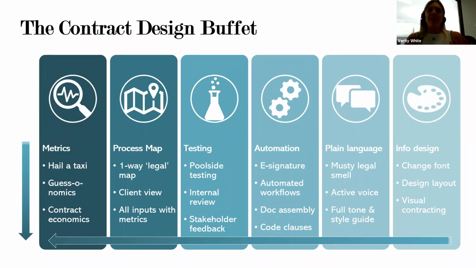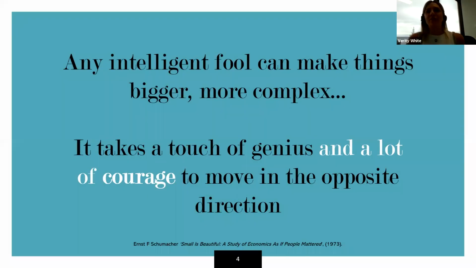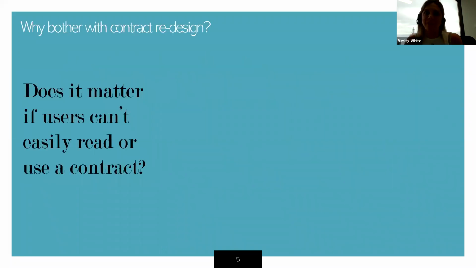So one of the things that we need to remember is contract design is not necessarily easy. It's actually quite difficult as a lawyer or as anyone trying to do something different. It takes a bit of courage. So I really encourage you to be brave throughout this process of contract design, and really remember that it's easy to make things more complex, and it takes a really passionate person to go the other way and to simplify things. So good on you for trying.